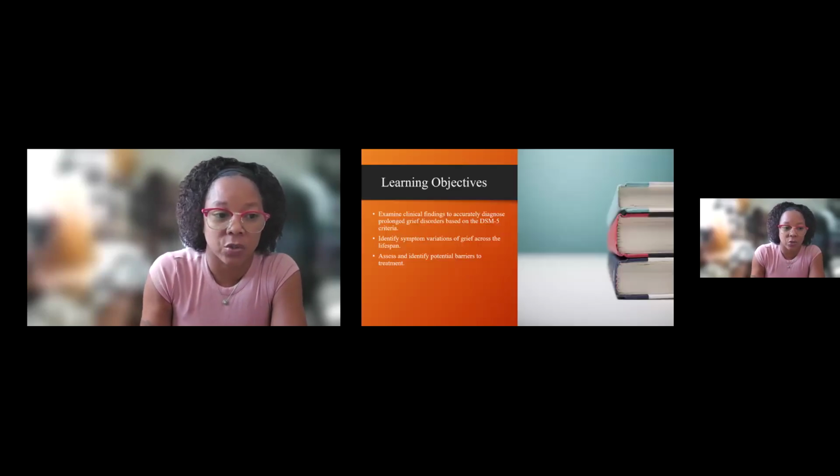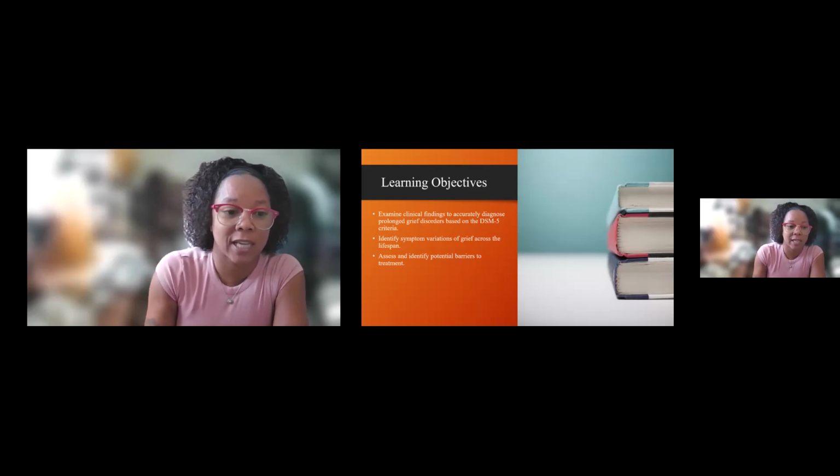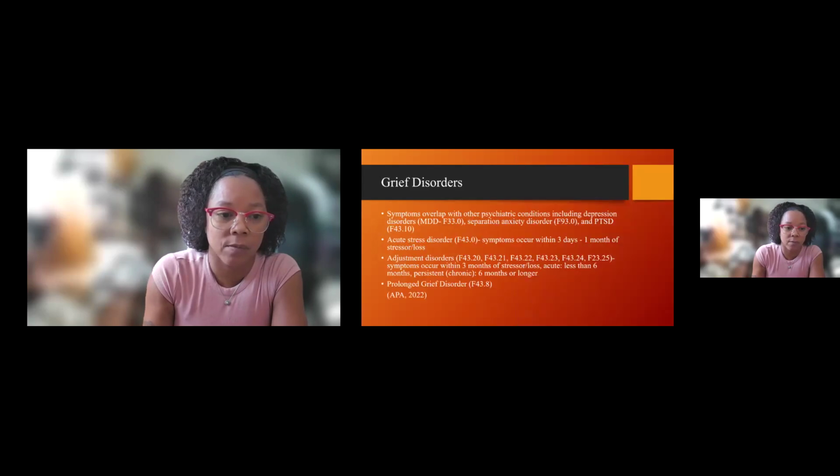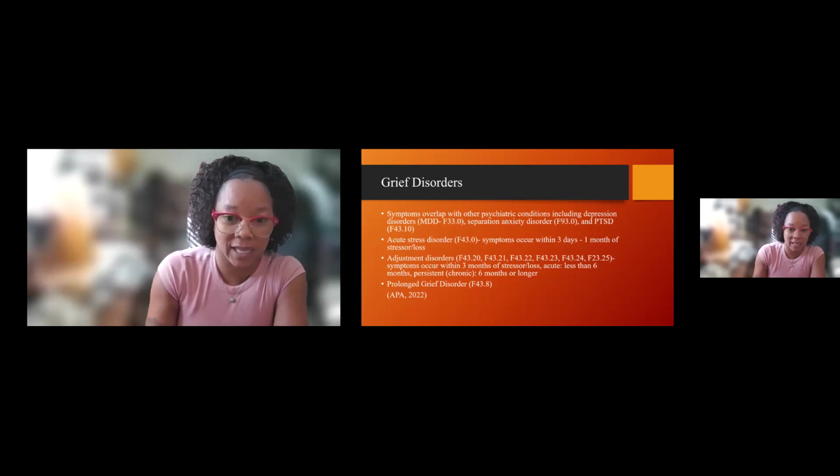Learning objectives include we would like for you to be able to examine clinical findings to accurately diagnose prolonged grief disorders based on the DSM-5 criteria, identify symptom variations of grief across the lifespan, and assess and identify barriers to treatment. Grief disorders. Symptoms overlap with other psychiatric conditions, including depression disorders, separation anxiety disorder, and PTSD.